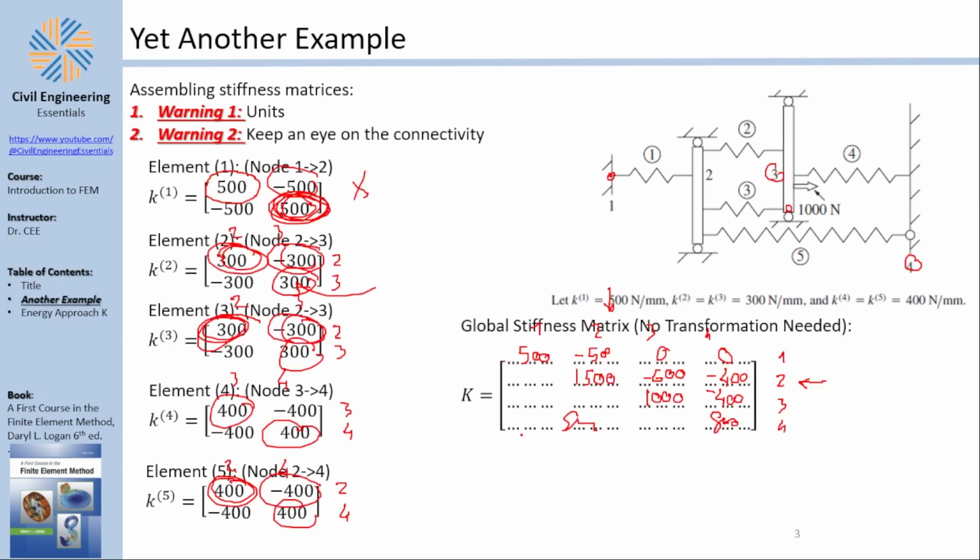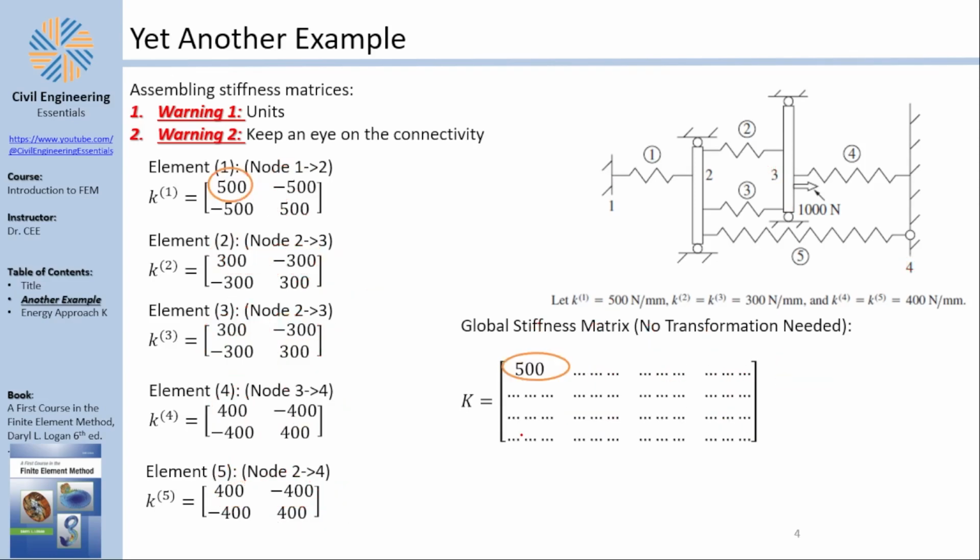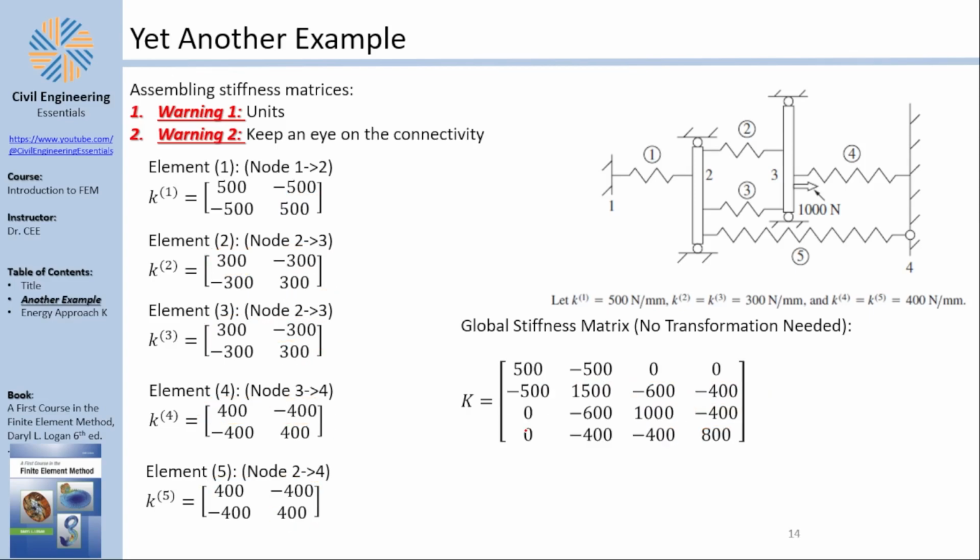So wait, 500, that's correct. You can see the circles helping you. Negative 500, 0, because it doesn't exist, 0, negative 1500, negative 600, that's something we've done just now, negative 400, and so on. You can see each element being highlighted. Of course, here the rest is filled by symmetry.